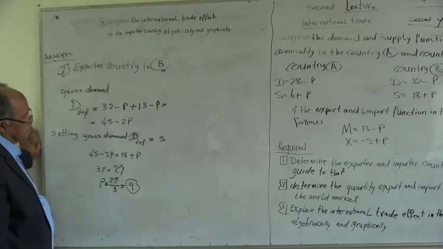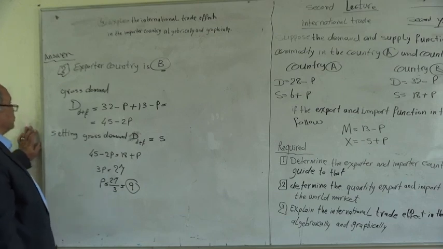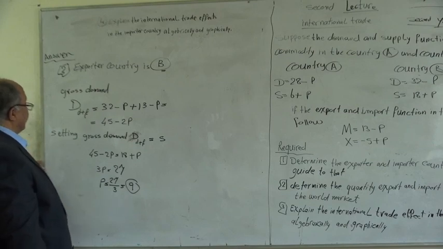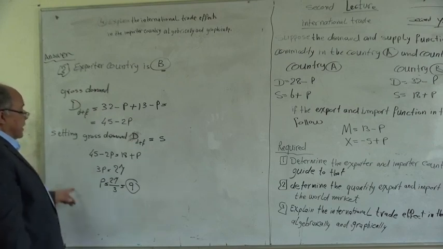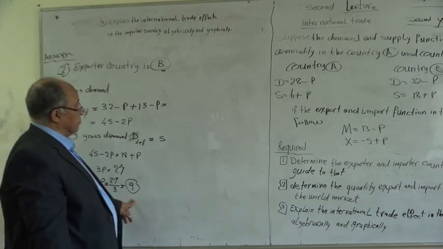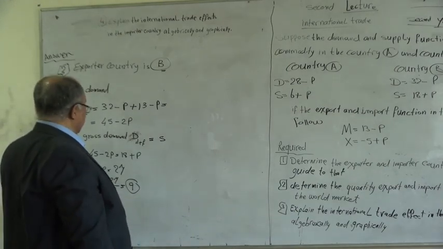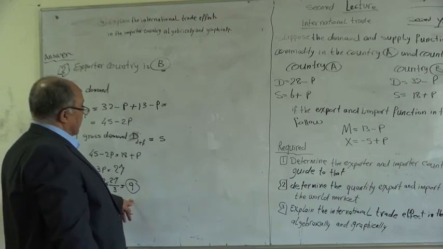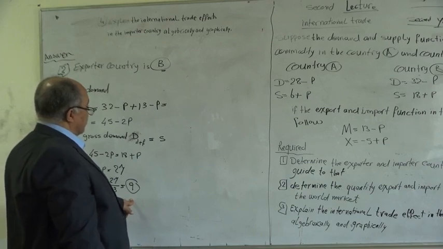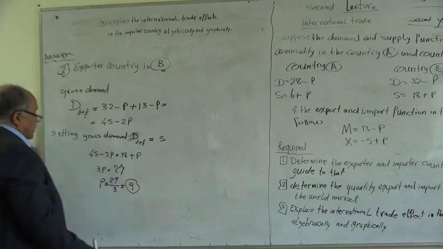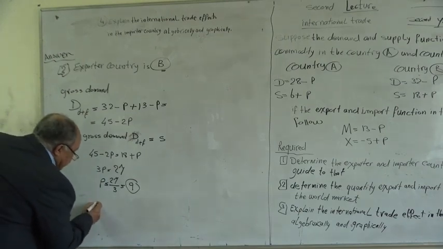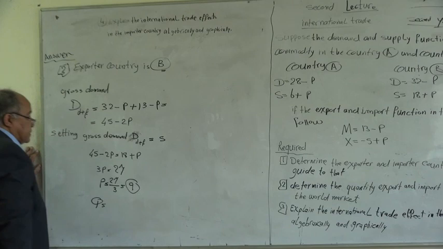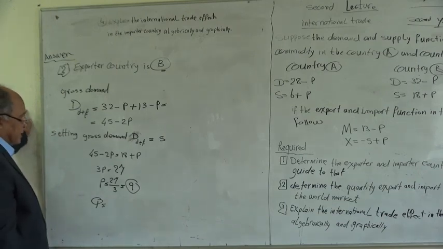the same price, and the quantity produced is 25. But now, after international trade, the price is 9. The price rises from 7 to 9, because 9 is the world price. And the quantity demanded, by substituting 9 in domestic demand.